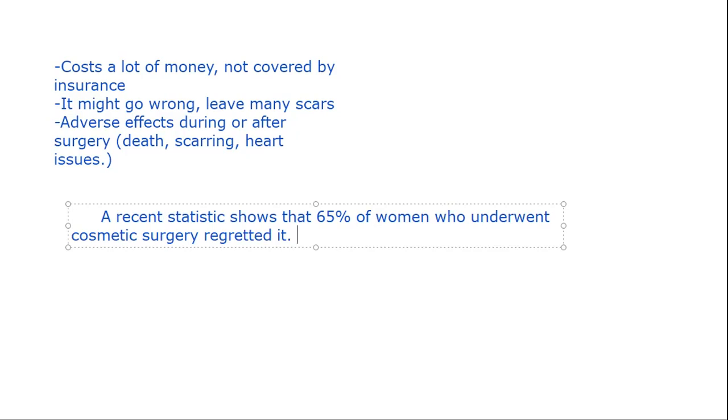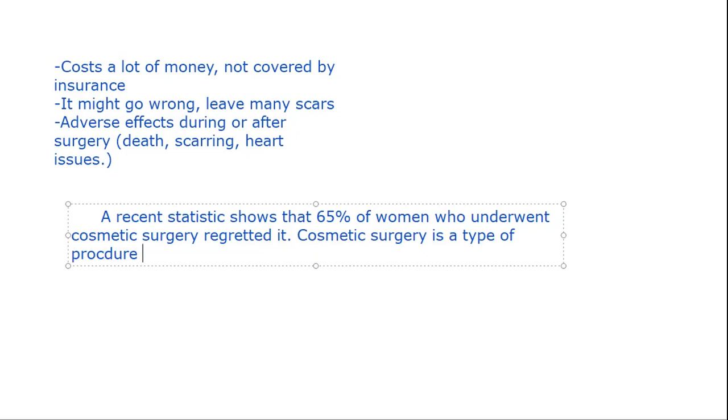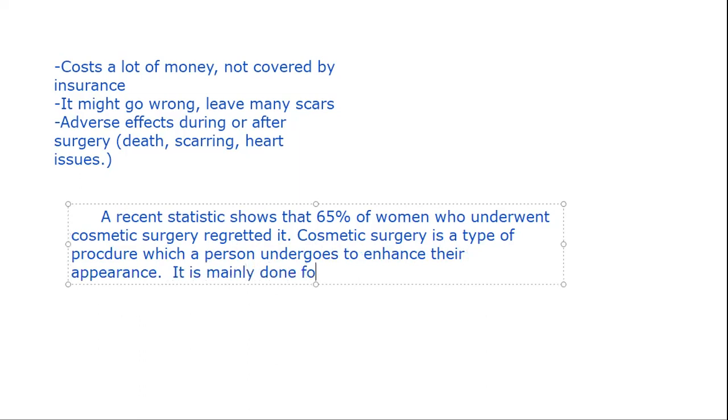Now, we need a leading statement, one or two, like background information on cosmetic surgery. A definition would be... Can we define it? Of course. This is the place where you define. Can we say that cosmetic surgery is a surgery that a person undergoes to enhance his features? Yes. A procedure which a person undergoes to enhance their appearance. If you want, you can write his or her appearance. It is mainly done for superficial reasons. If you want to use a different word, it's okay. But remember, we are arguing against, so we can use those strong words, okay?